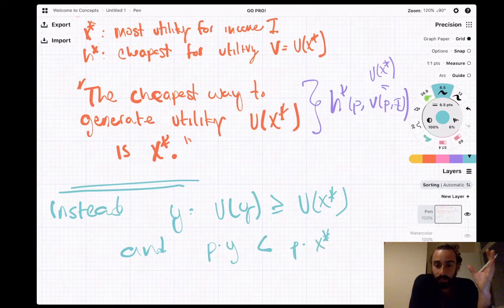Well, remember, if we work with monotone utility functions, then this is equal to I. And we said that if you're spending less than I, then you could spend the extra on something else. So this violates Walras' law, right? Walras' law said that at the optimum you spend your entire income. And this is saying that Y is better than X star and cheaper than X star. That means X star couldn't have been optimal, right? If X star was optimal, there's nothing better than it and cheaper than it. And that's exactly what this thing is saying.